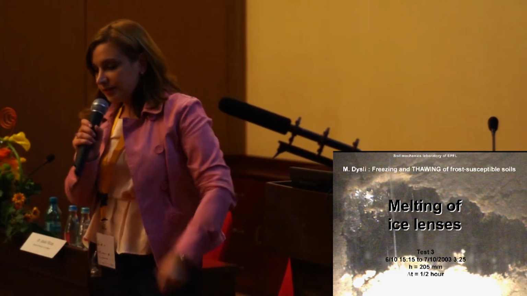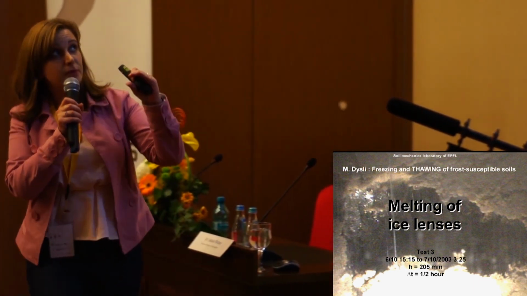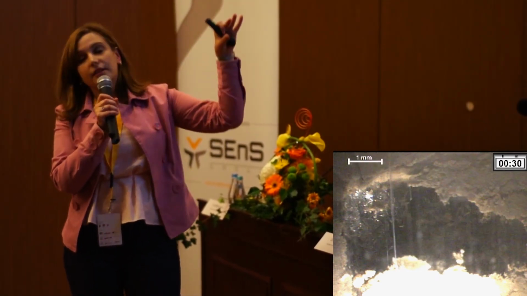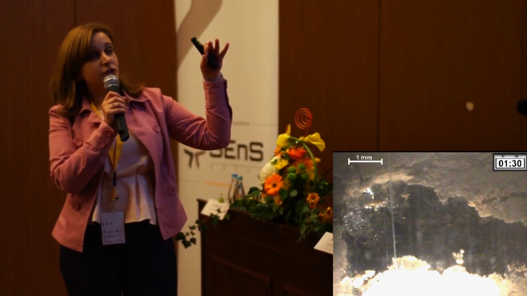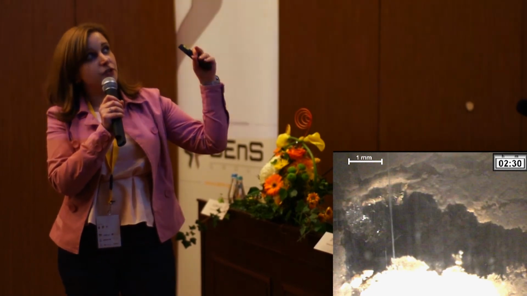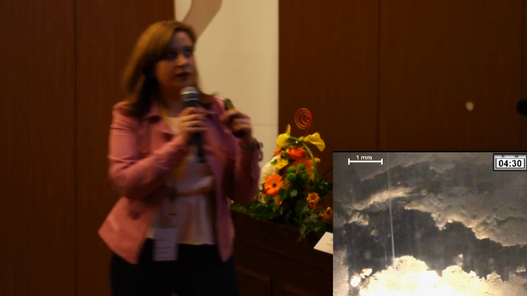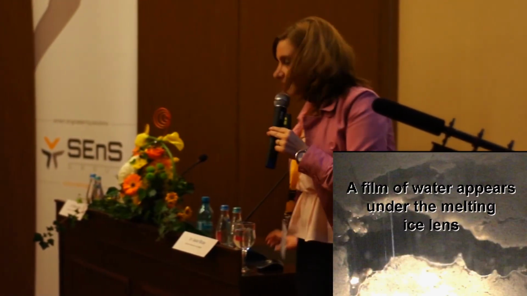When melting, the ice lenses create a film of water instead, and instead of the original structure of the soil, we will have just two parts with a border between them.